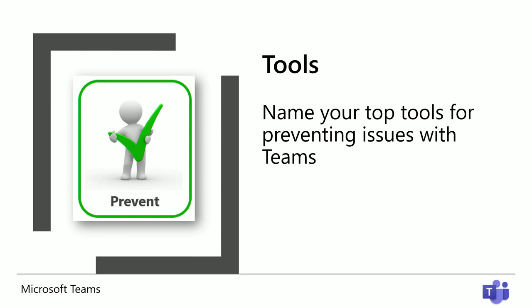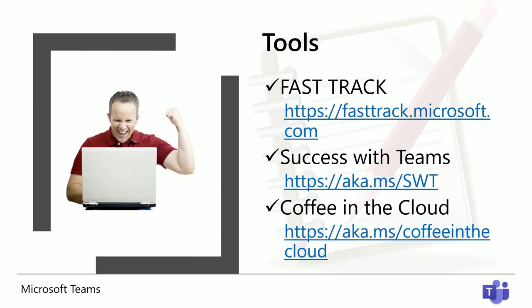All right, I got a couple here. So first, I got to plug Fast Track, right? We're here to make sure that your M365 enablement goes smoothly. Secondly, the Success with Teams website. This is my number one landing spot. I got you a short URL over here, the SWT URL. This is where I go when I'm looking for documentation. This is my entry point into all of our documents around that. And the third piece of this is the Coffee in the Cloud series of videos. The more you learn about the product, the better prepared you'll be to prevent the issues.